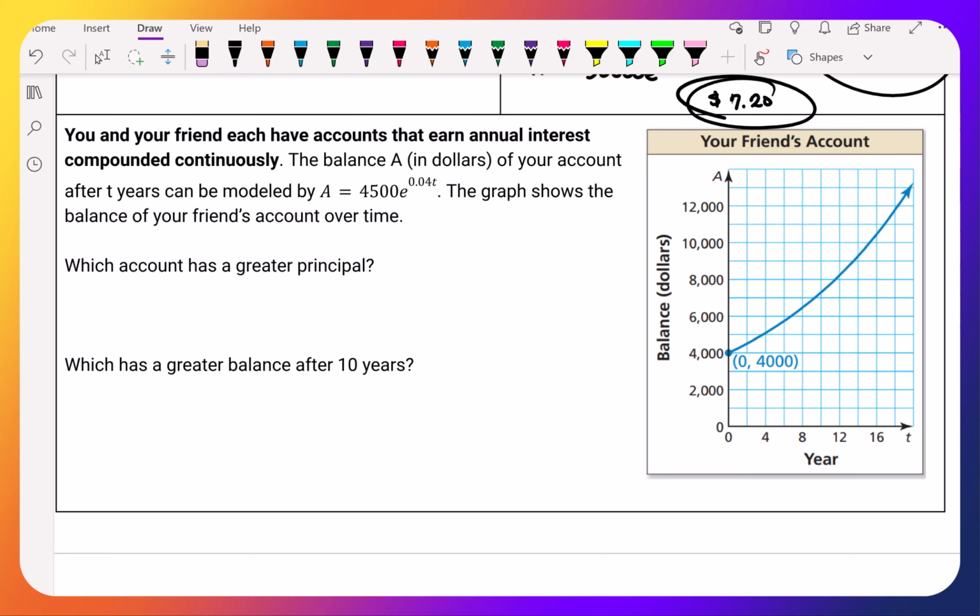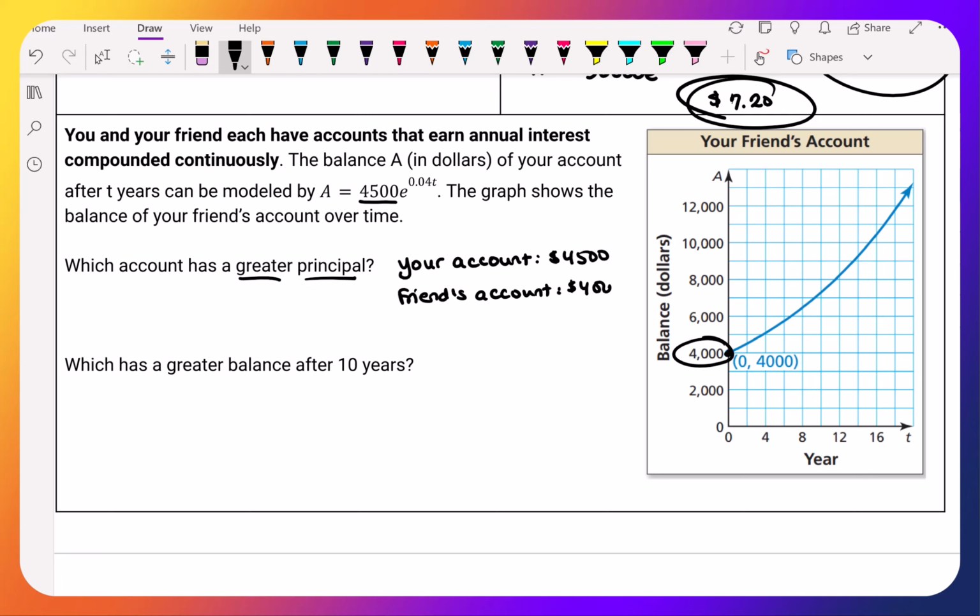Okay, to see who has the greater principal, all you have to do is look at this starting amount. So your account will have $4,500 in it, but your friend's account, which is the graph, has $4,000. So which one has the most money in it? Your account has the most money, but that's just at the very beginning, okay? So this one says after 10 years.